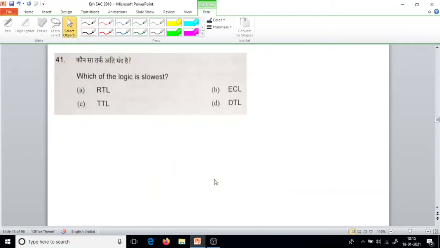So question number 41. Which of the logic is the slowest? Out of these, DTL logic is the slowest. After DTL comes CMOS; DTL is slower than CMOS. Then comes the RTL, then the TTL. So DTL is the slowest.